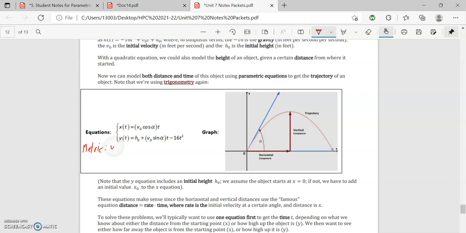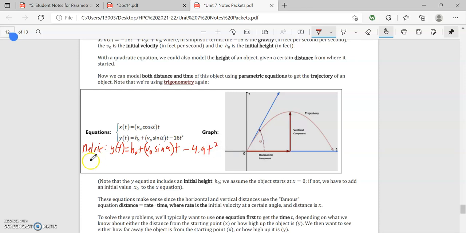Metric is going to say y of t equals h naught plus v naught sine alpha t. As you can see, nothing has changed. H naught plus v naught sine alpha t. Where did that parenthesis go? There it went. It's right here where we say negative 16t squared. For metric, we're going to change that. We're going to say minus 4.9 t squared.